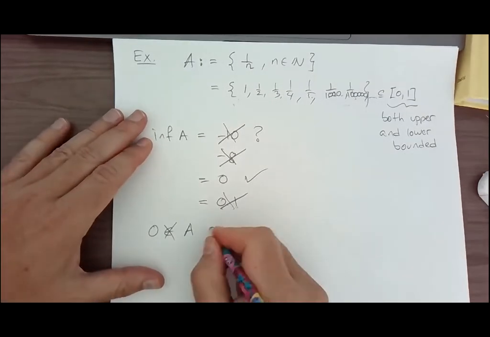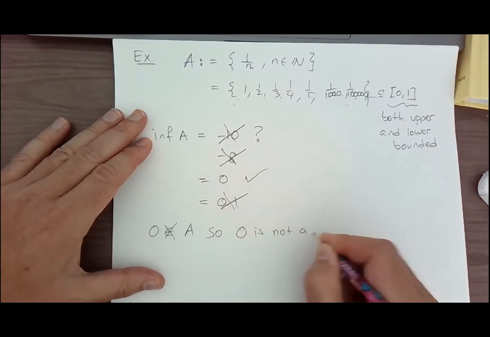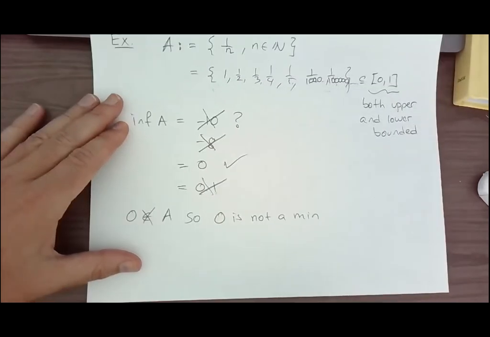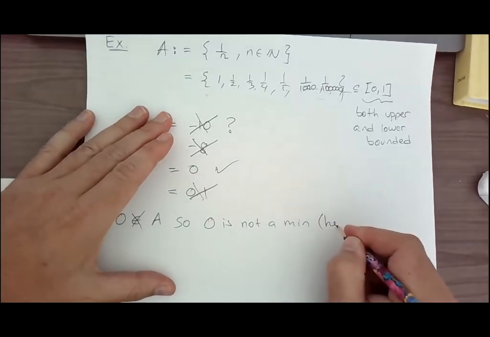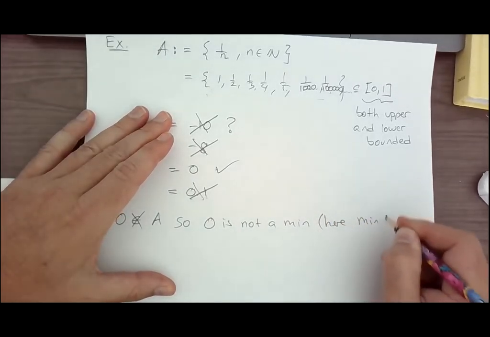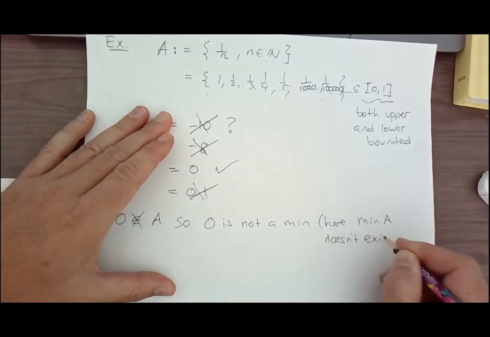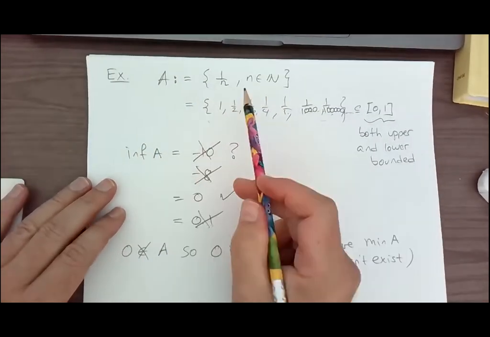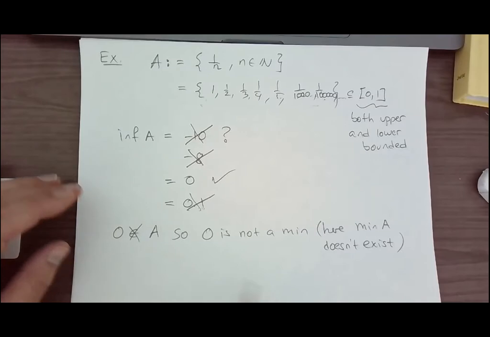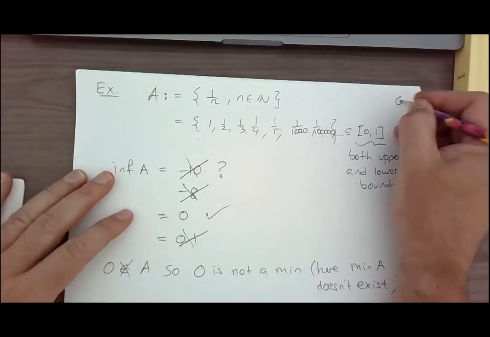And that means that 0 is not a min. And indeed here, if I look at the min over A, it does not exist. There is no minimal number inside the set A. But there is, of course, an infimum, because this is a defining property of the real numbers.